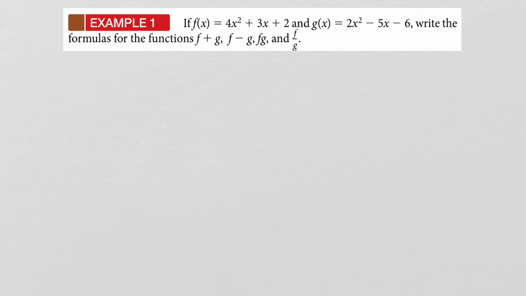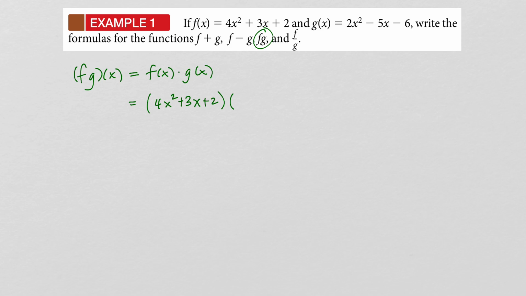For the next one, we have fg. Now, fg of x is defined to be f of x times g of x. And so this is the function f of x multiplied by the function g of x. Now, we actually have to multiply this out. That's quite a bit of work.